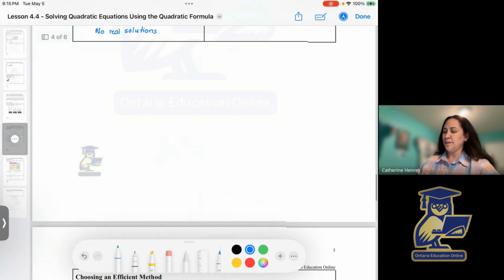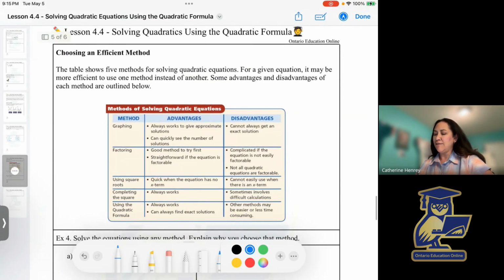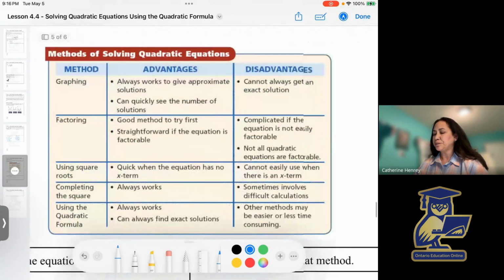All right, let's move on. So let's summarize a little bit. We have taken a look at 5 different methods of solving quadratic equations. So for any given equation, it could be more efficient to use one method instead of another. And here is a table of advantages and disadvantages of each of the methods that we've taken a look at. So let's zoom in here a little bit.